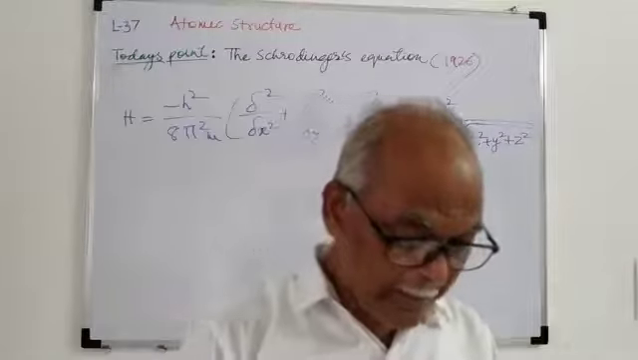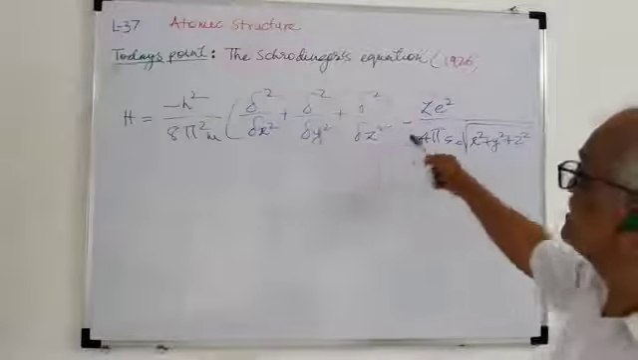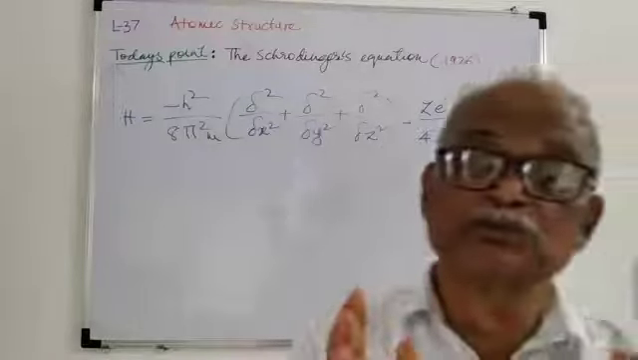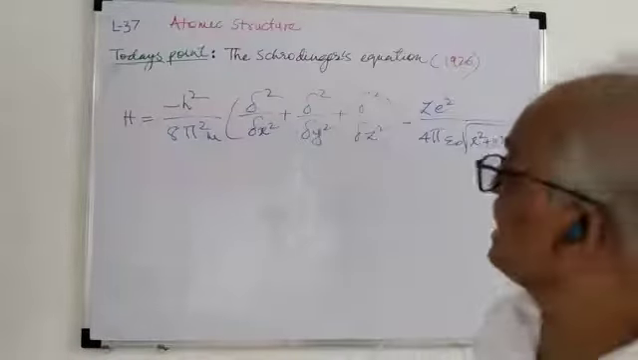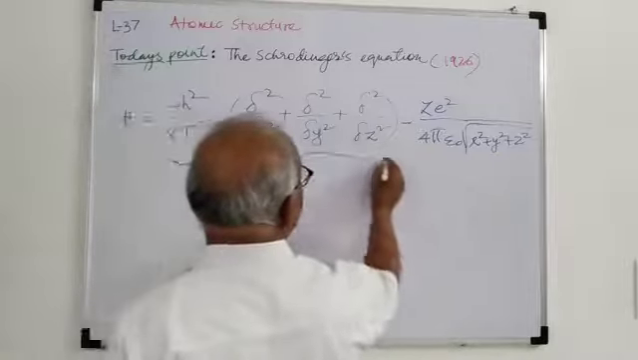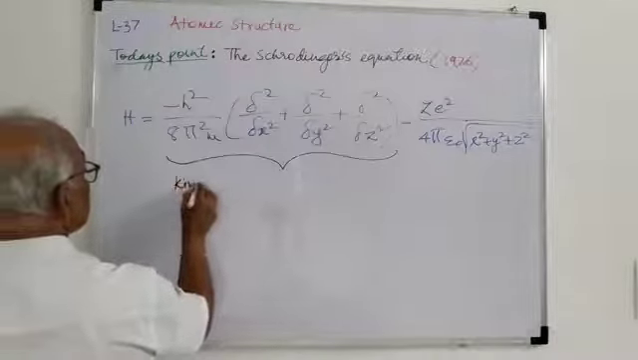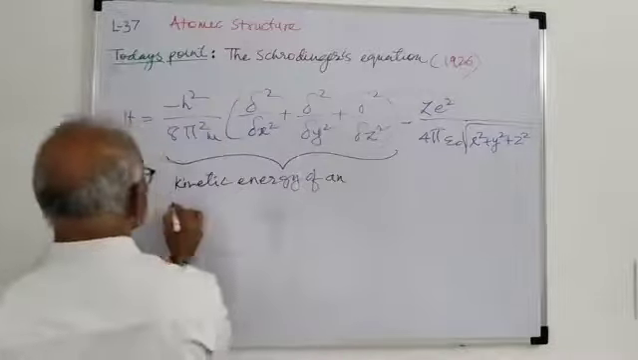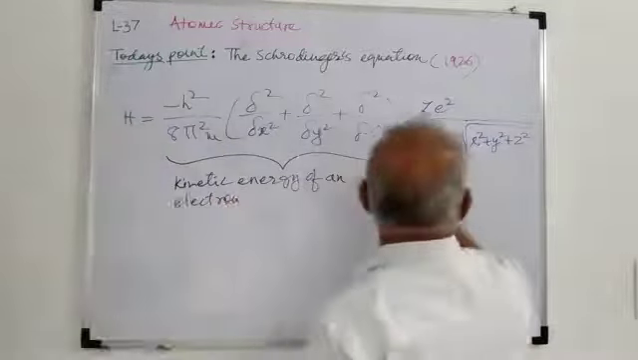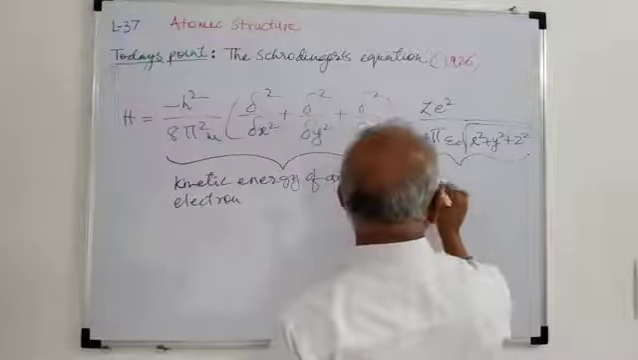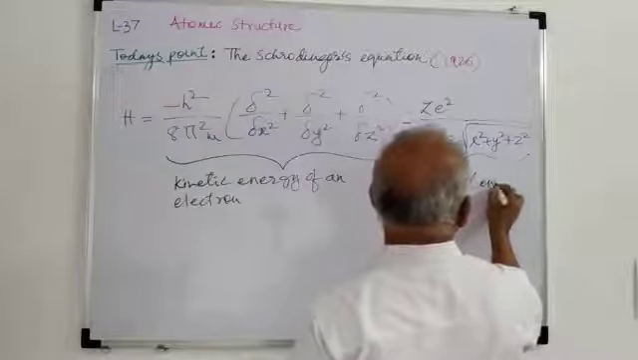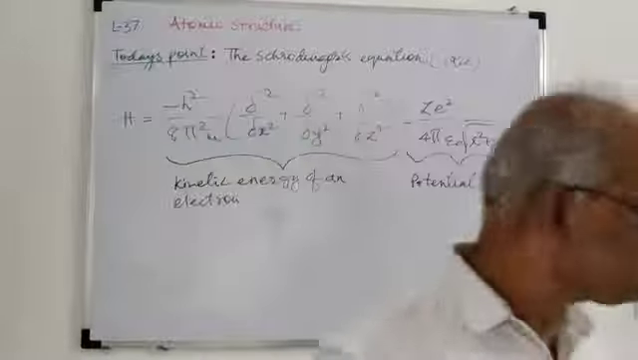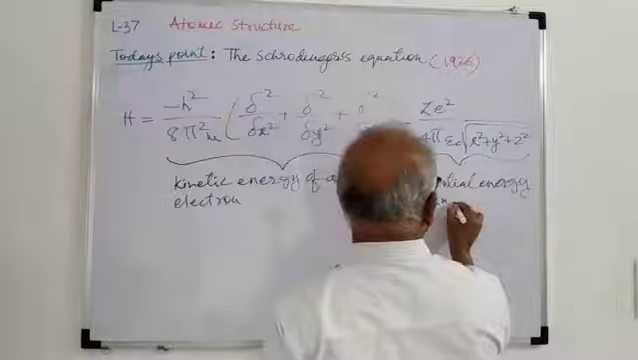So this gives the value of H, that is the Hamiltonian operator, and this value gives us two types of information. This particular part gives us the kinetic energy of an electron, whereas this portion gives us the potential energy of an electron.